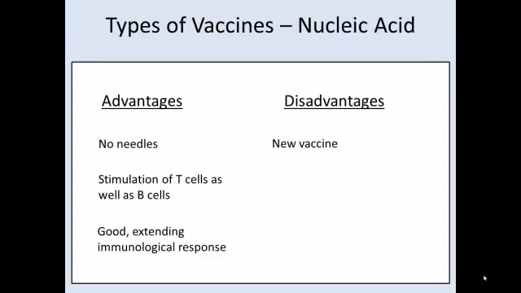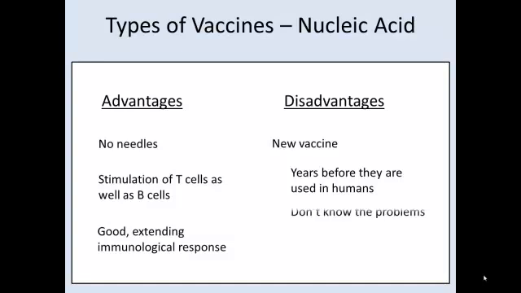Disadvantages, it's a new vaccine. So far, we've only had 2 vaccines that have been approved by the FDA, and one's for horses, one's for farmed salmon. That's all fine and good, but it's going to be years before they are used in humans. Okay, so don't hold your breath. Also, because it's brand new, we don't know the potential problems that may arise from this. So that's why we're trying it out in animals first. Basically, we're extending the animal studies so that we can see what the problems are before we start using it in people.